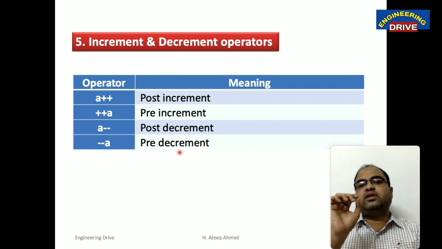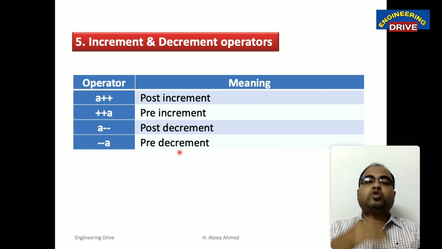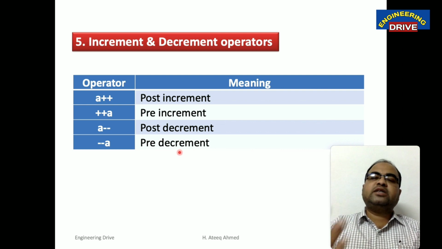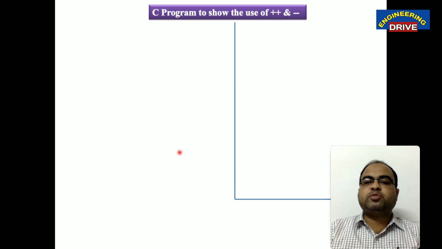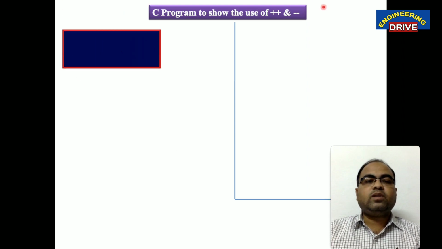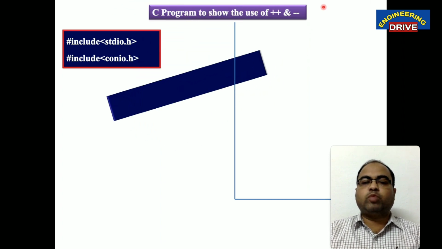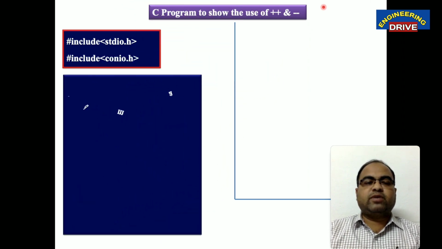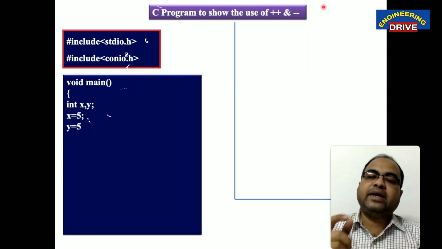Now, how much the value of a variable will be increased by using these increment and decrement operators? As these operators are new, let us discuss one example program based on increment and decrement operators. In this program I am going to show you the use of plus plus and minus minus. Let us start with our two header files, stdio.h, standard input output, and then conio.h, console input output. Now let us start our program.